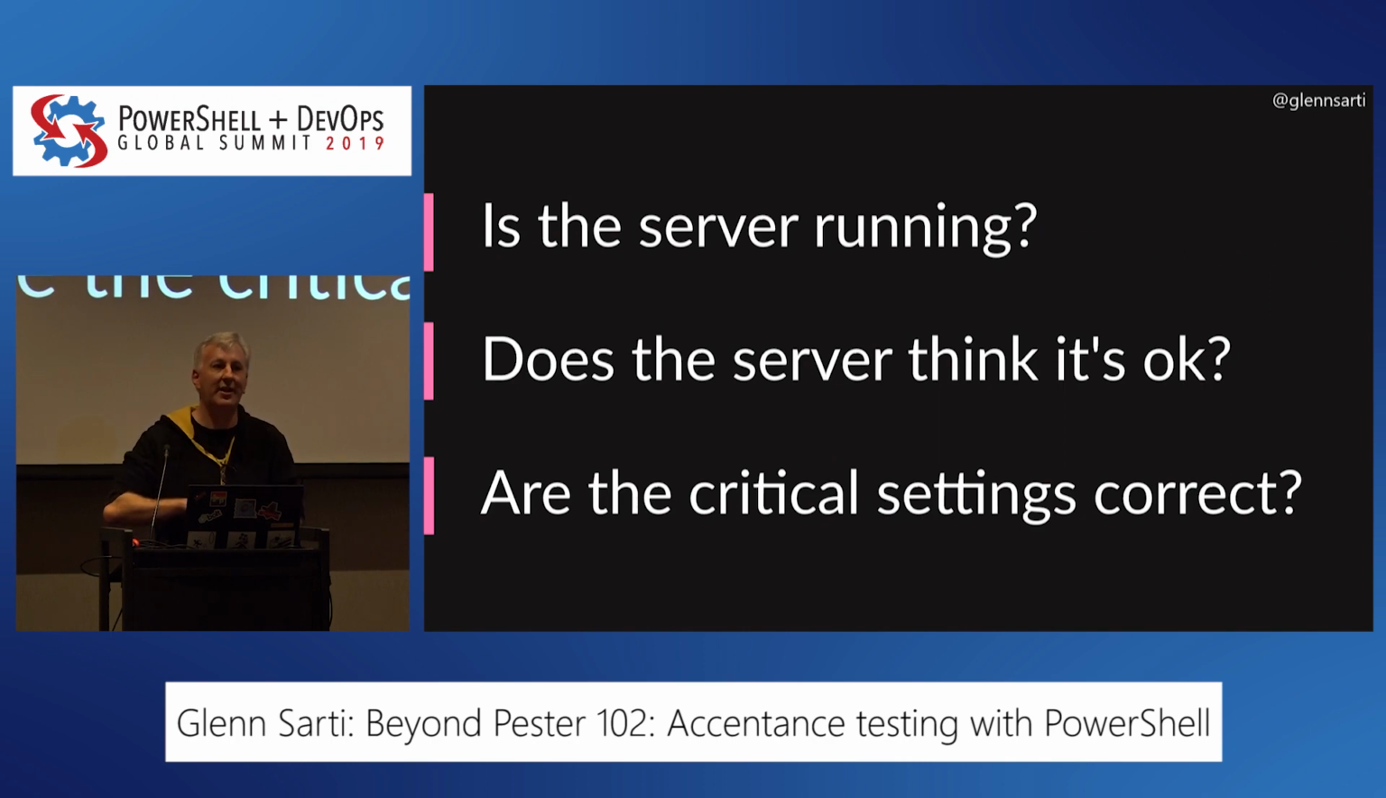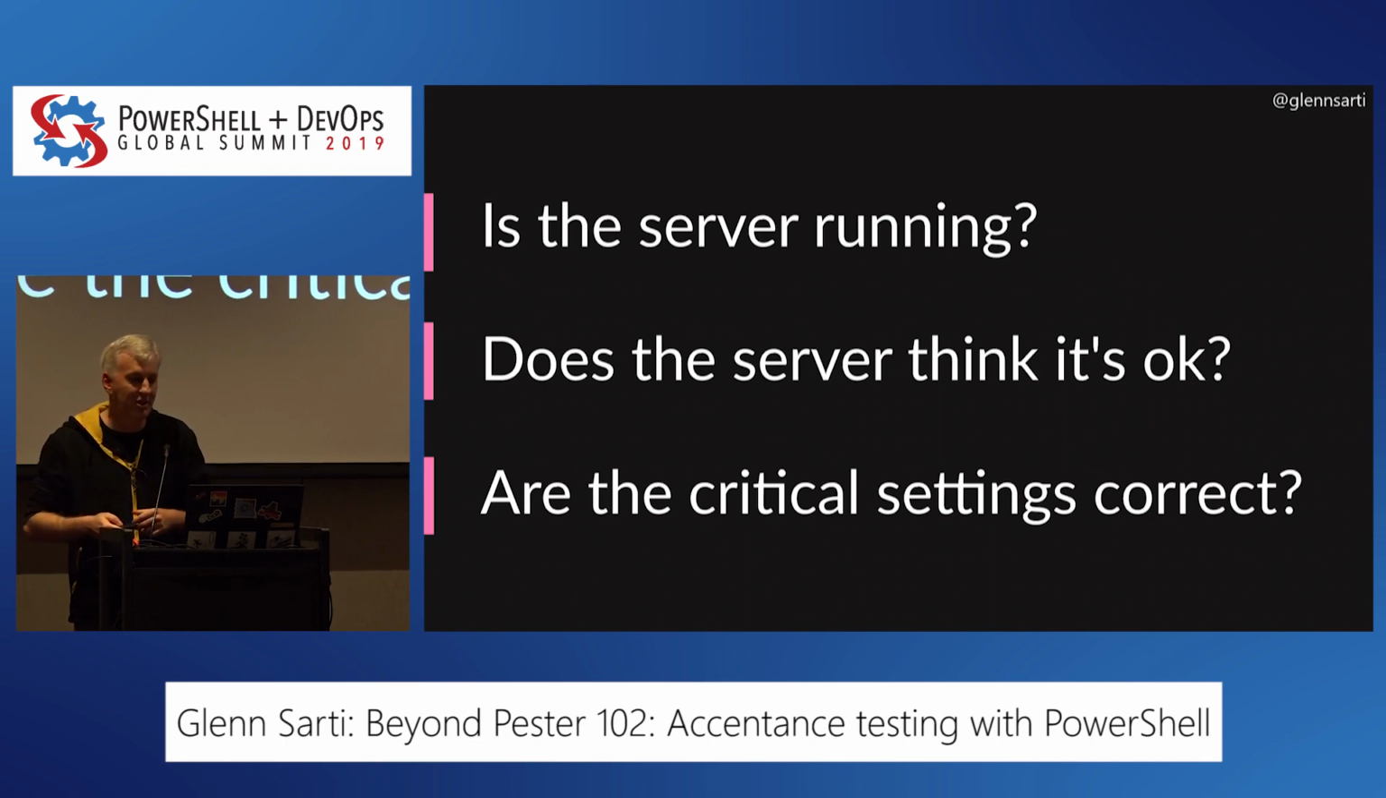So for this example, we're going to ask 3 questions. Is the server actually running? Does the server think everything's okay? And are the critical configuration settings correct? So I've actually written 7 Pester tests. I'm not going to show you all of the code. I'm assuming you can all write Pester tests right here, right now. But I'm quickly going to show you the code for is the server actually running.